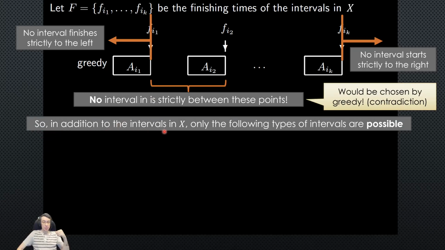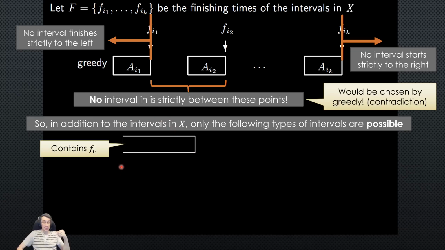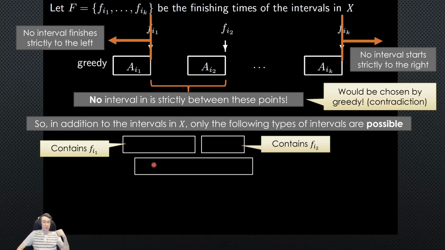So in addition to the intervals in X, only the following types of intervals are possible. We can have an interval that overlaps fi1, and this won't be chosen by greedy, so we don't get any contradiction. So yeah, this interval contains fi1. We could have an interval here that contains fi2. And we could have an interval that contains both fi1 and fi2.